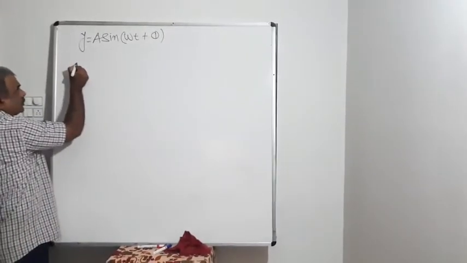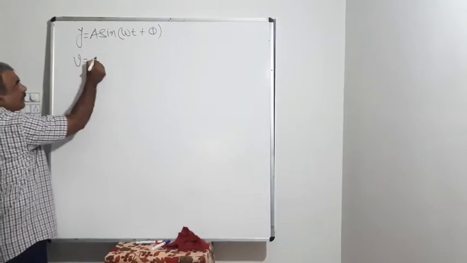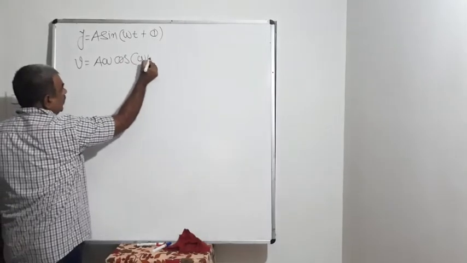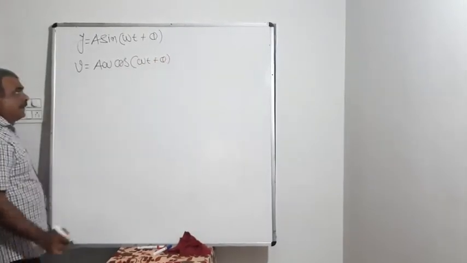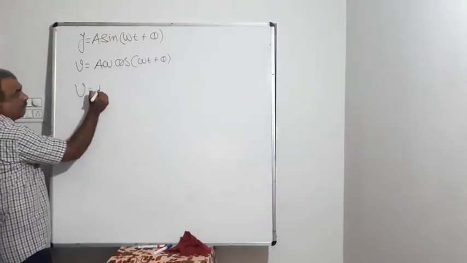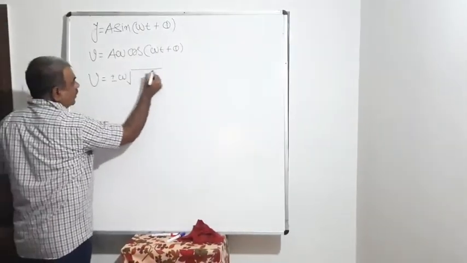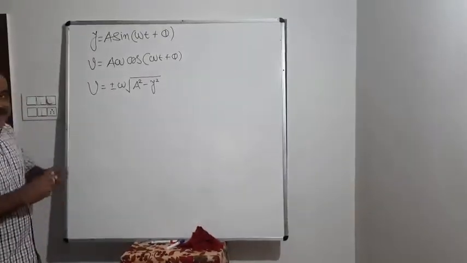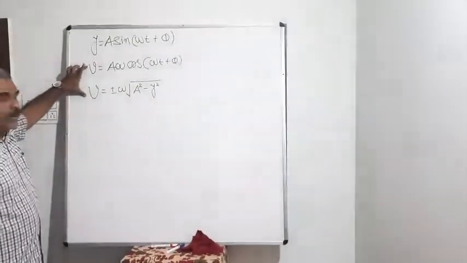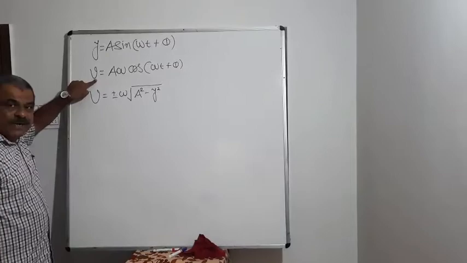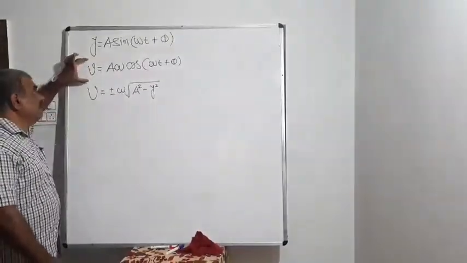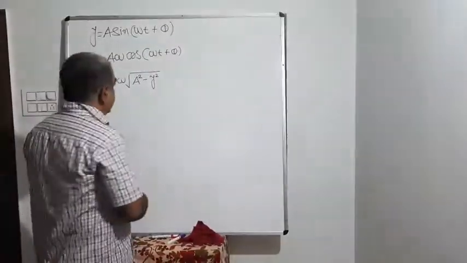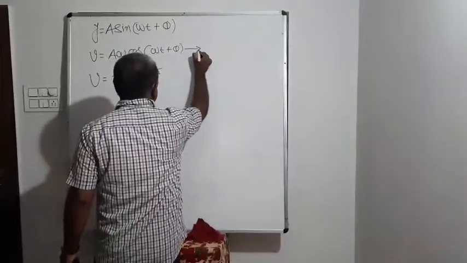So if I take differentiation of this, velocity v will be Aω cos(ωt + φ), and v can also be plus or minus ω under root of (A² − y²). Yes, now we'll focus on these two equations. Here we are having displacement, velocity equation in terms of time and velocity equation in terms of displacement. From this, first remember this concept.